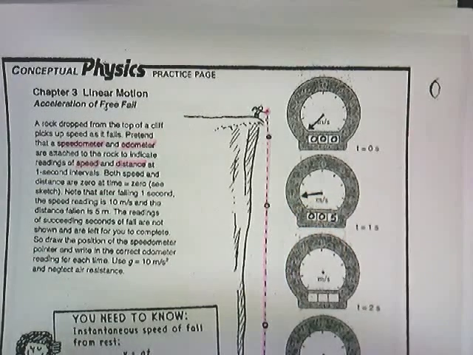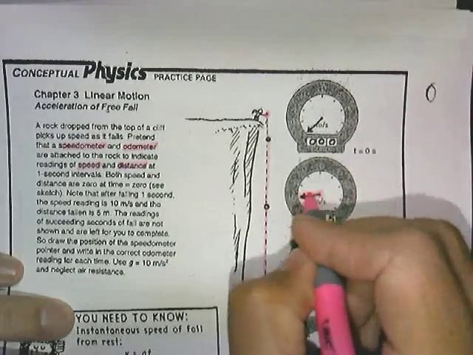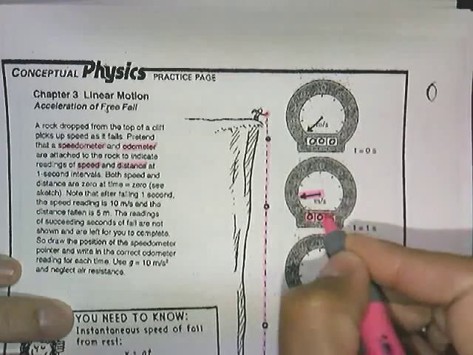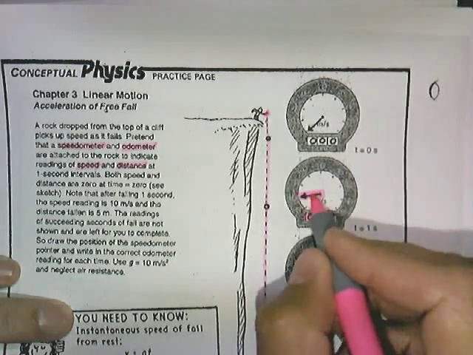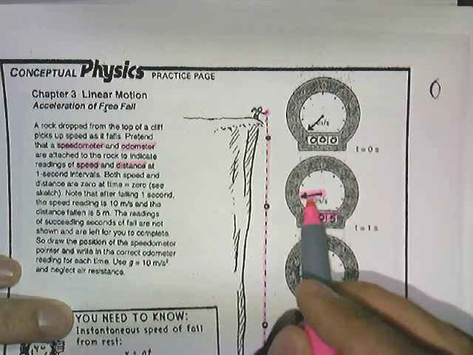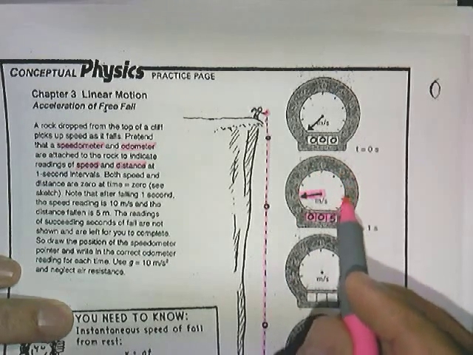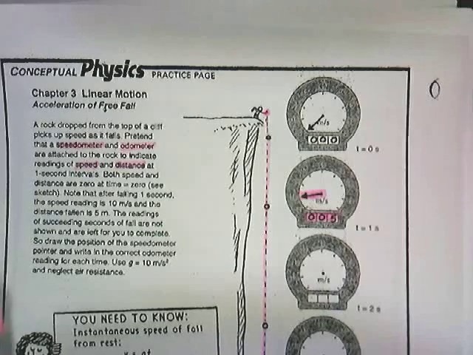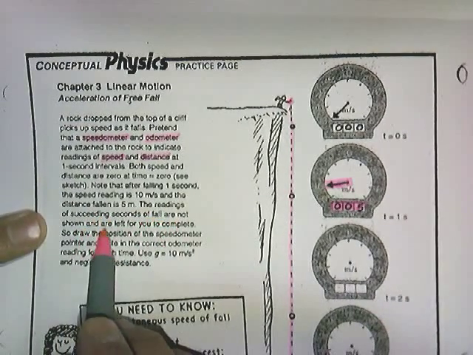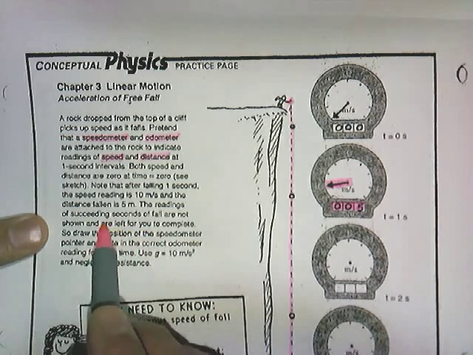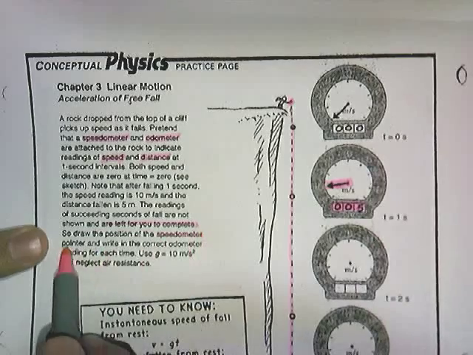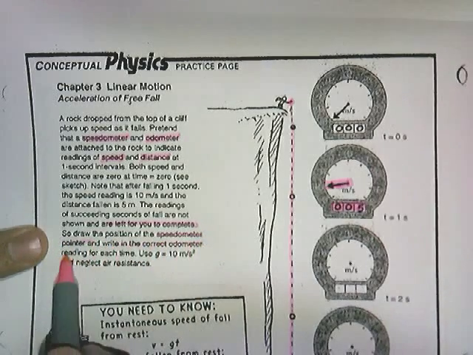The dial here is going to be our speedometer, and this measurement here is going to be our odometer. So this is going to be a distance, and this is going to be a speed, where each of these tick marks is a 10 meter per second interval. So here's 0, 10, 20, 30, 40, 50, 60, 70, 80, etc. The readings of succeeding seconds of fall are not shown and are left for you to complete, and that's what we'll be doing. So draw the position of the speedometer pointer and write in the correct odometer reading.